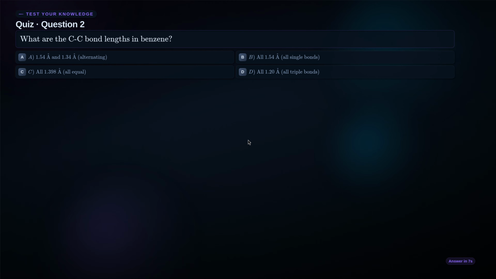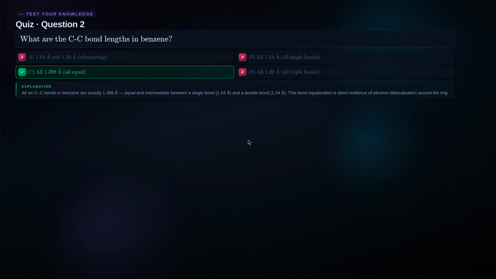The correct answer is option C. All 6 carbon-carbon bonds in benzene are exactly 1.398 angstroms, equal and intermediate between a single bond at 1.54 and a double bond at 1.34 angstroms. This bond equalization is direct evidence of electron delocalization around the ring.